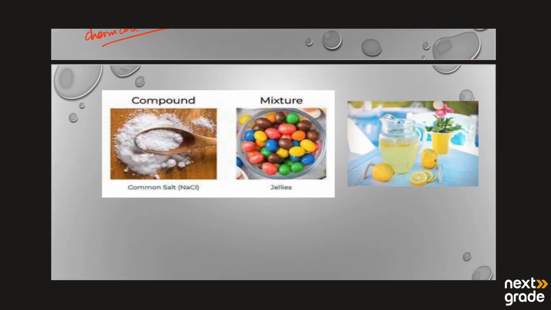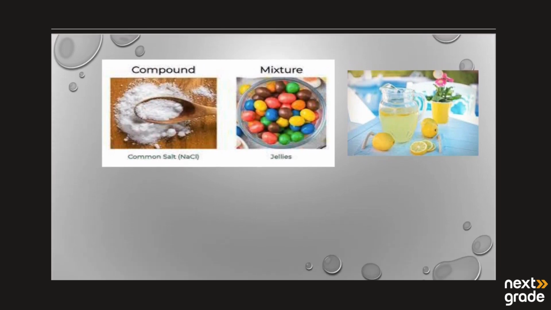Next, we have examples of compounds and mixtures. For example, common salt, NaCl, is a compound. It is the common salt that we use in food at home. The water we drink is a compound. Next, we have ammonia gas, which is a compound. The gas we burn at home for cooking is also a compound.